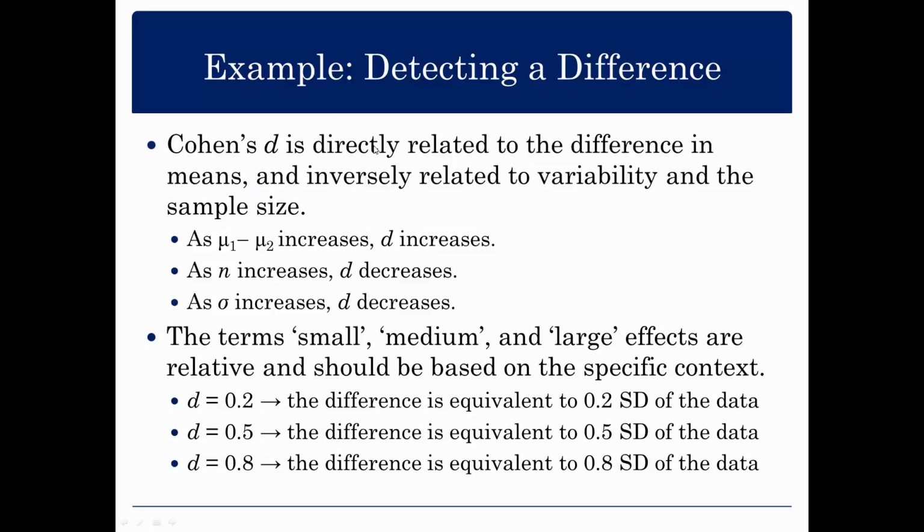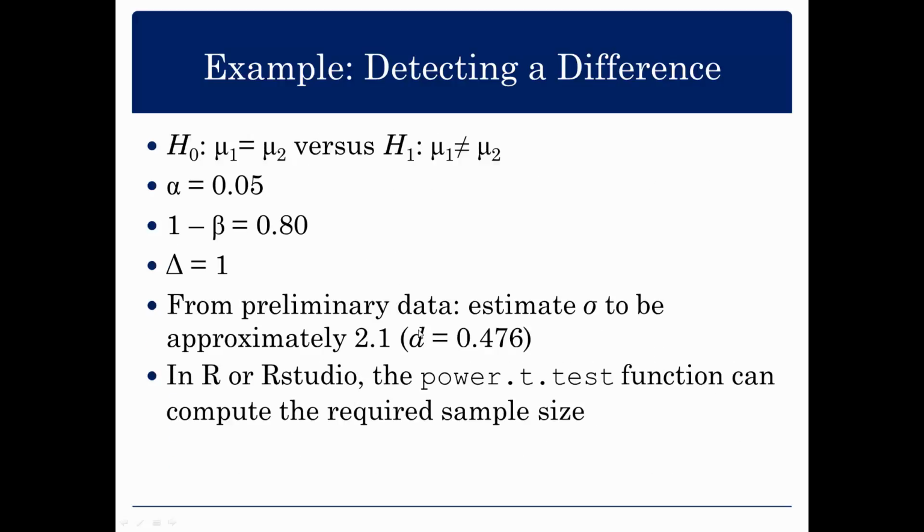And I have some information here. As your difference between your groups increases, obviously d increases. As your sample size increases, the d, or the effect size that you can observe, decreases. So you're able to detect smaller differences or smaller signals with bigger sample sizes. As the noise or the variability increases, you're also decreasing your ability to detect a given d, so as your noise increases, the size of the effect that you can observe increases.